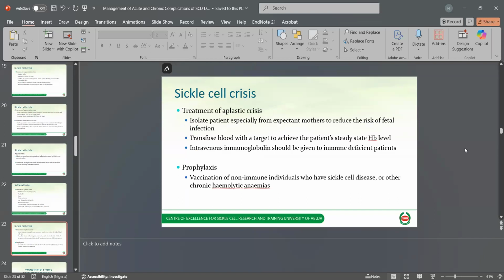So for aplastic crisis, treatment includes isolation of the patient, especially from expectant mothers, to reduce their risk of fetal infection. Transfuse blood with a target to achieve the patient's steady state hemoglobin level. Intravenous immunoglobulin should be given to immune deficient patients. For prevention, give vaccination to non-immune individuals who have sickle cell disease or other chronic hemolytic anemias.